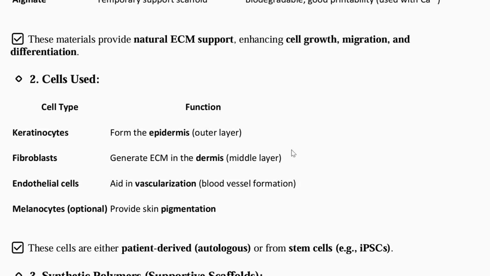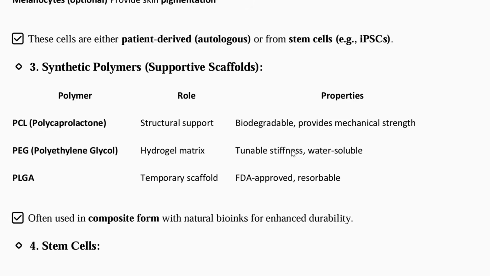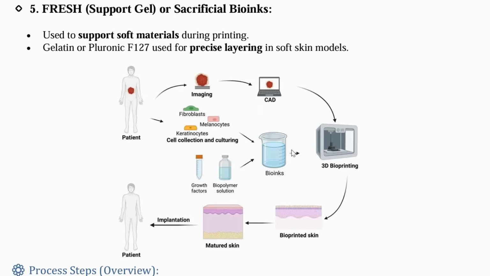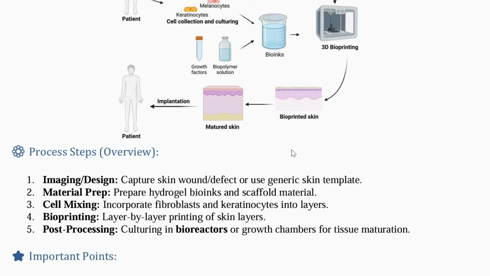Cells we use are four types of cells. Synthetic polymers we use three types. Then stem cells we use a fresh gel. So then the skin is manufactured. So how imaging or design is first done, then material preparation is done, then cell mixing, next is layer by layer bioprinting, then post-processing, that is culturing in bioreactors.